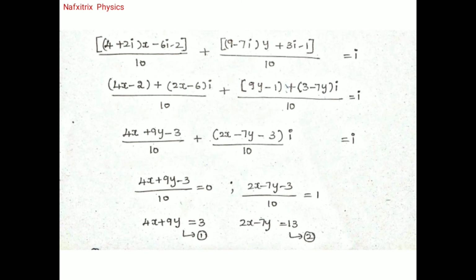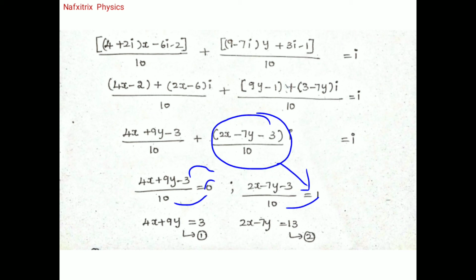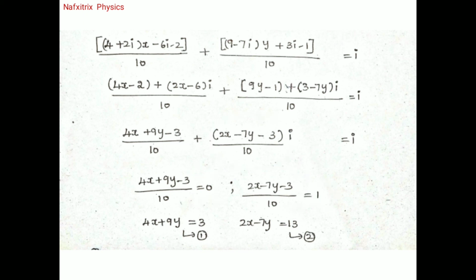In the same fashion, this is the coefficient of i. And on the right hand side, the coefficient of i is 1, nothing but 1 into i. So this must be equal to 1. So here you can see (2x minus 7y minus 3) by 10 equals 1. If you simplify, 10 into 0 is 0. Sending this minus 3 to the outside, plus 3. And here 10 into 1, 10. Here the 10 vanishes because it is 0, and here the 10 is not going to vanish. This is where a calculation mistake arises, so we need to take more care. So 10, and sending this minus 3 to the outside, we get plus 3, that is nothing but 13.